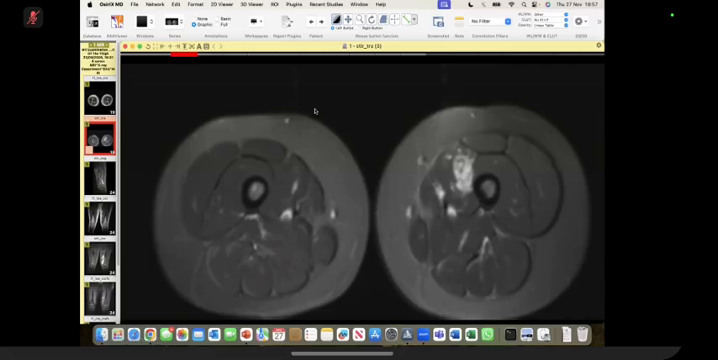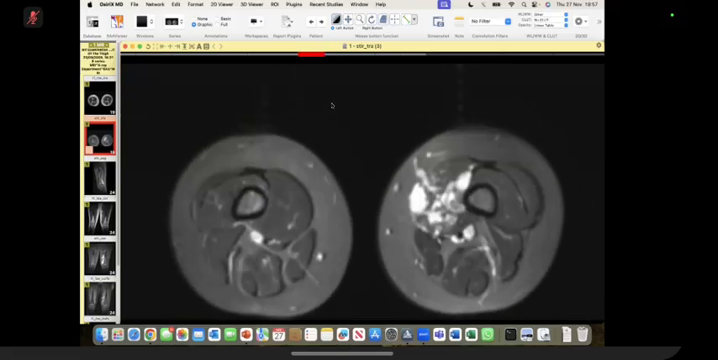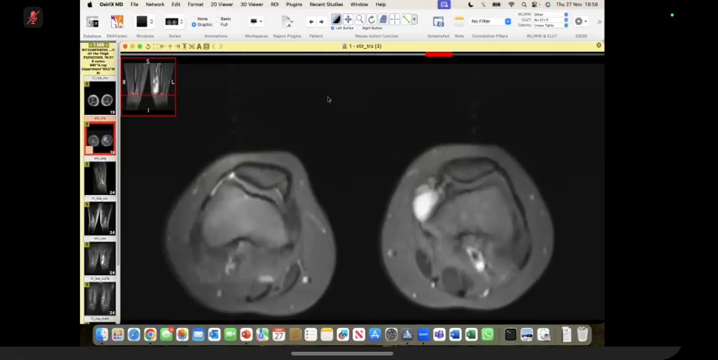Can you scroll the images? No, sir, I'm not able to. Yes, now they are scrolling. Yes, sir. Can you scroll, or otherwise I will scroll for you? If you can scroll, that would be better, sir. Somehow I'm not able to control right now.